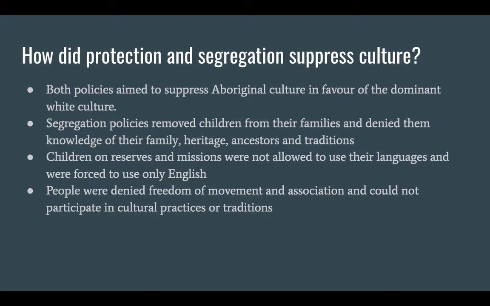Another way is that segregation policies removed children from their families and denied them knowledge of their family heritage, ancestors, and traditions. When we talked in the first lesson about culture being passed down and learned through socialisation and through family, because of protection and segregation, Aboriginal people often didn't have access to their families and all of the social networks that would teach them about their culture. These policies cut them off from the very people who would teach them those things.